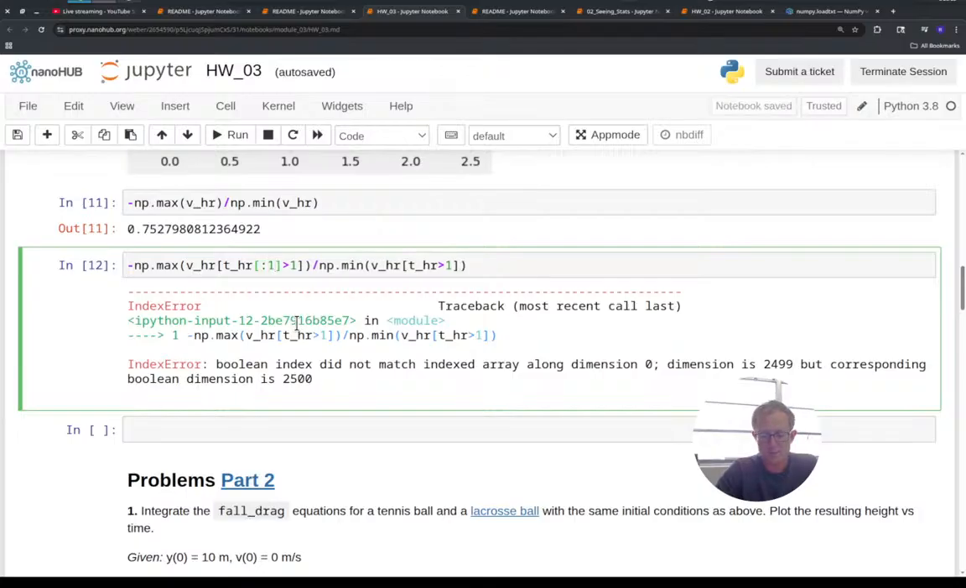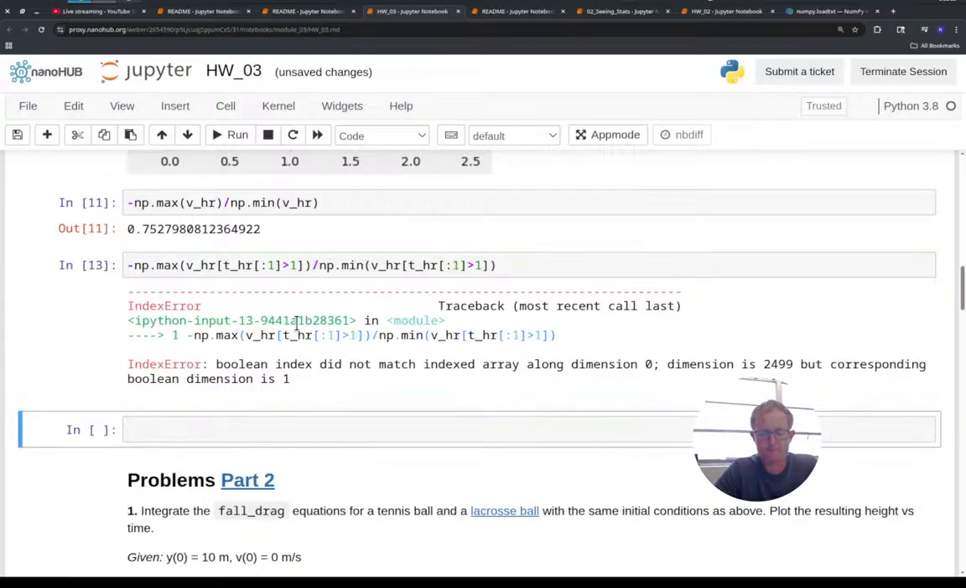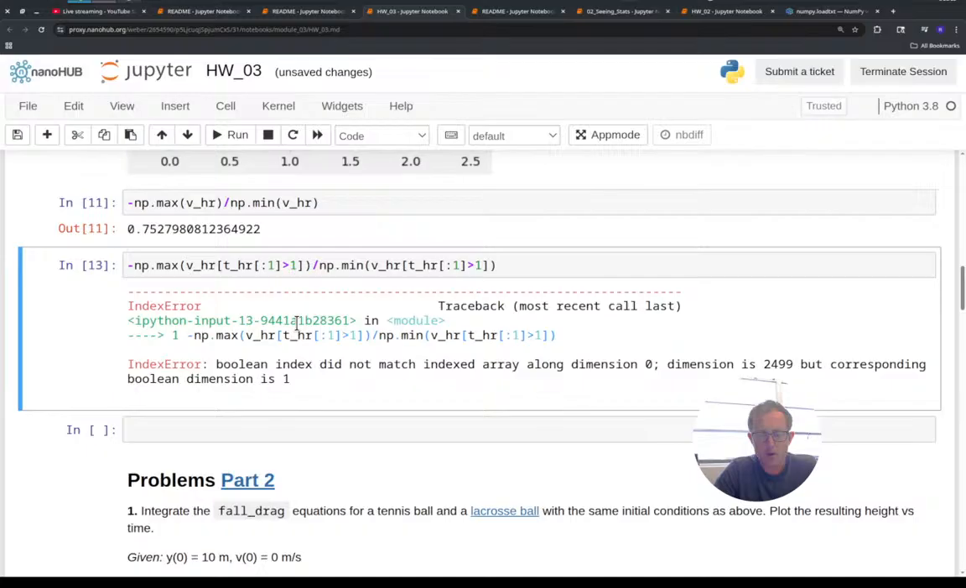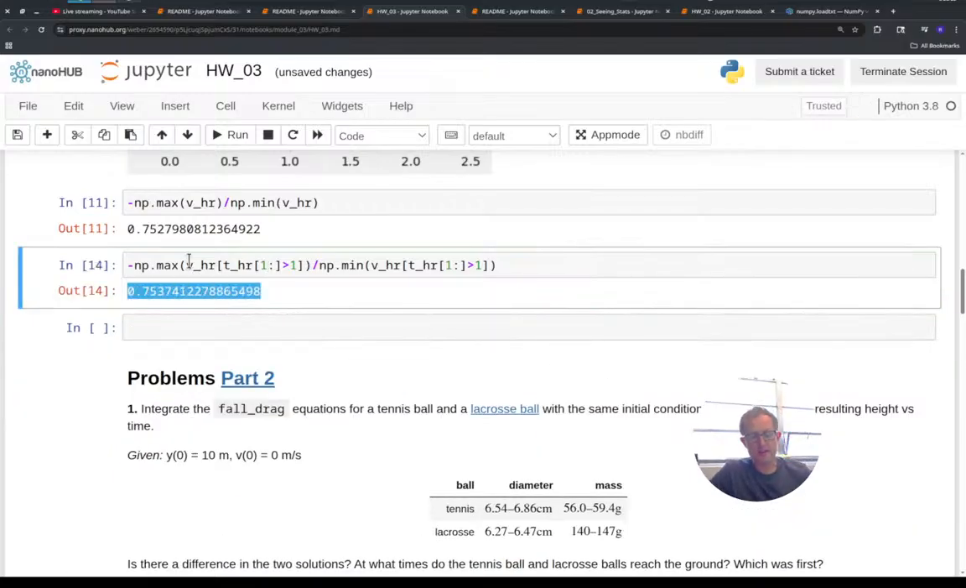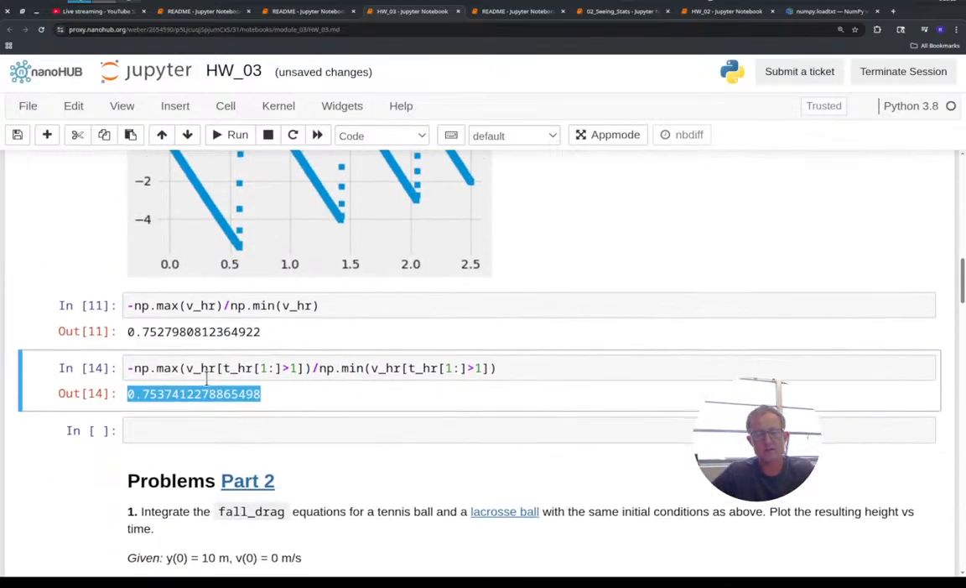We'll just start at time 1. Oh, I put the 1 in the wrong spot. A 1 colon. Sorry about that. And look at that. I get 0.7537. Pretty darn close. And it should be the same coefficient of restitution. We'll notice some fluctuations as it's bouncing, but it should be about the same.